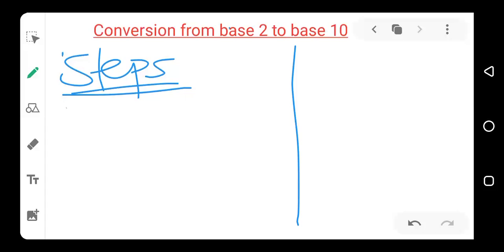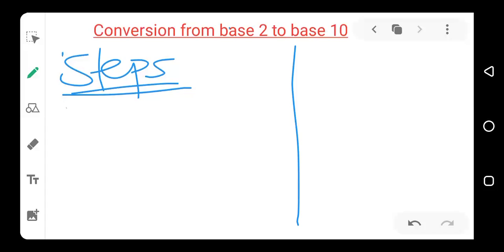In today's lesson, we want to talk about how to convert numbers from base 2 to base 10. In the last lesson, we talked about how to convert numbers from base 10 to base 2. So today we are just doing the opposite, that is converting from base 2 to base 10.